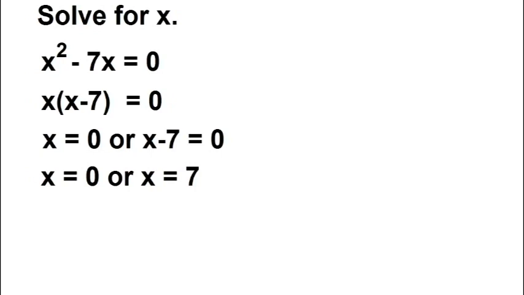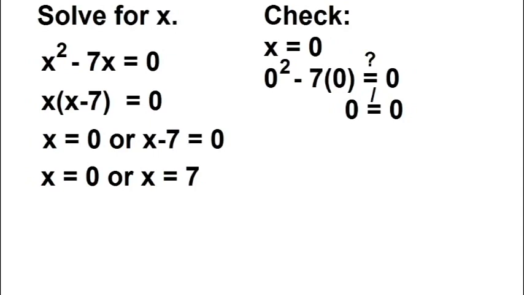Let's check. Substitute each of the values of x into the original quadratic equation. If x equals 0, is 0 squared minus 7 times 0 equal to 0? 0 is equal to 0. True.